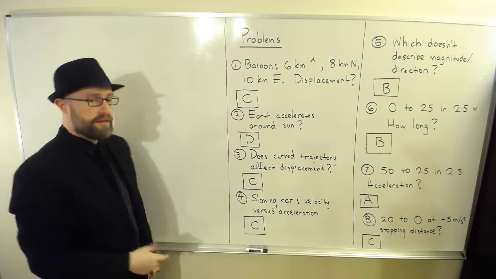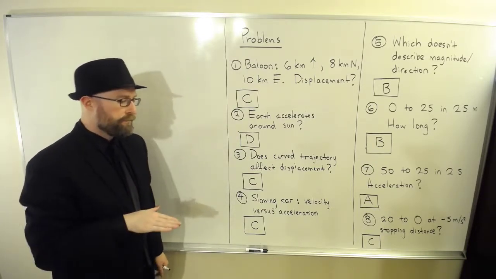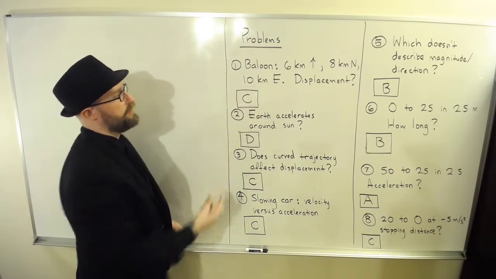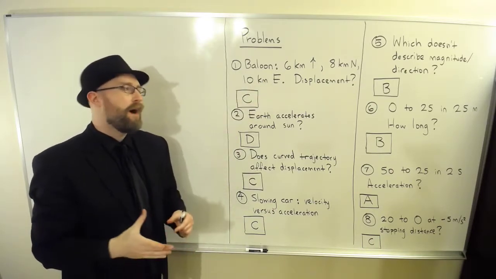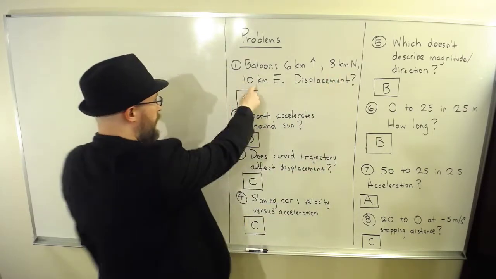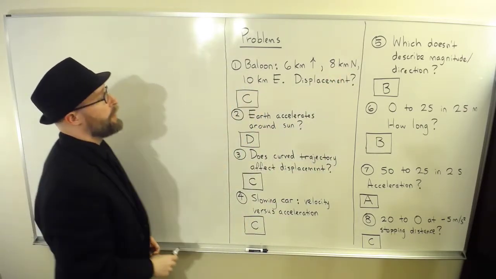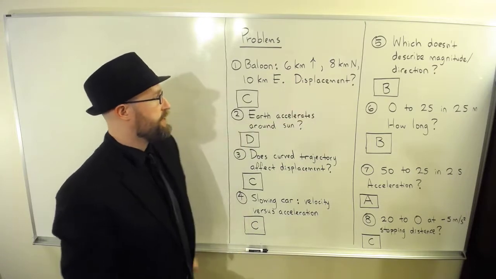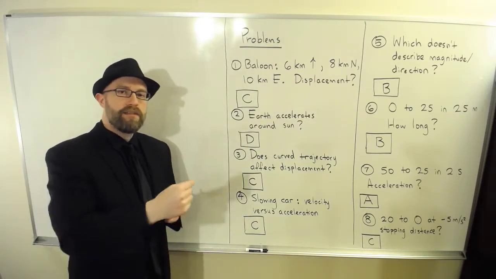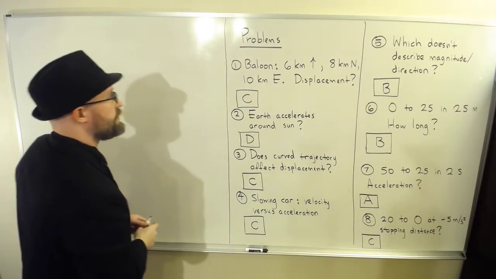The first problem says that there's a weather balloon and the wind's blowing and it rises up 6 kilometers in the air. At the same time, the wind blows it 8 kilometers to the north and 10 kilometers to the east. And so they want to know what the final displacement is. Now, what displacement means is how far is it from its initial position.